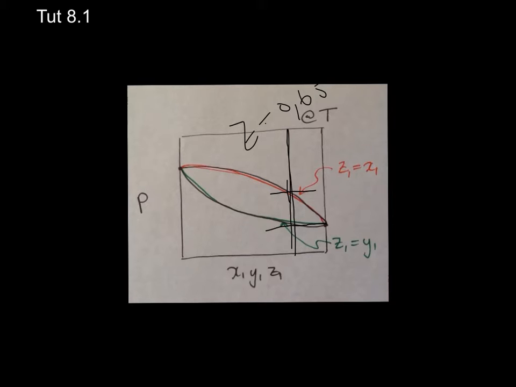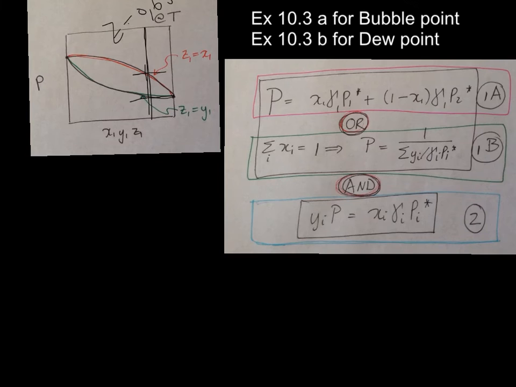So a different way of asking this question would simply be: calculate the bubble point and the dew point at this concentration. Both procedures are well explained in Example 10.3 in Smith, Van Ness and Abbott. Part A is for a simple bubble point calculation and part B for a dew point calculation.